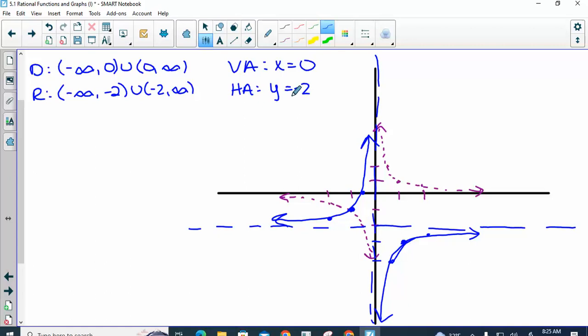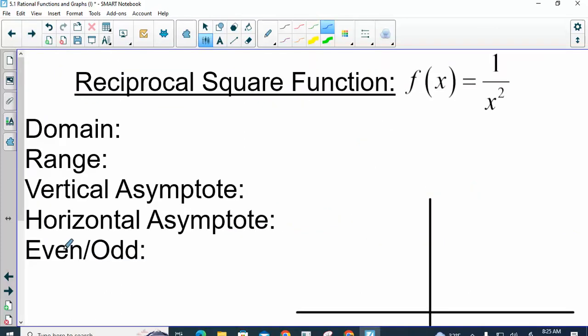Any questions on that? So I'd like to do the square function, and then just a couple examples and we're done. So the rest of the page. Okay, the reciprocal square function.